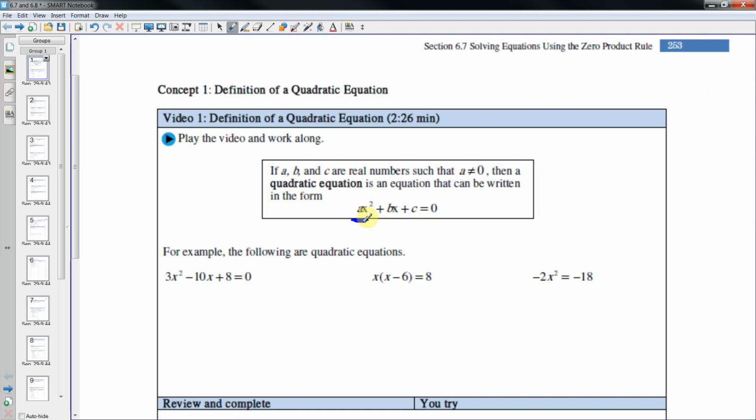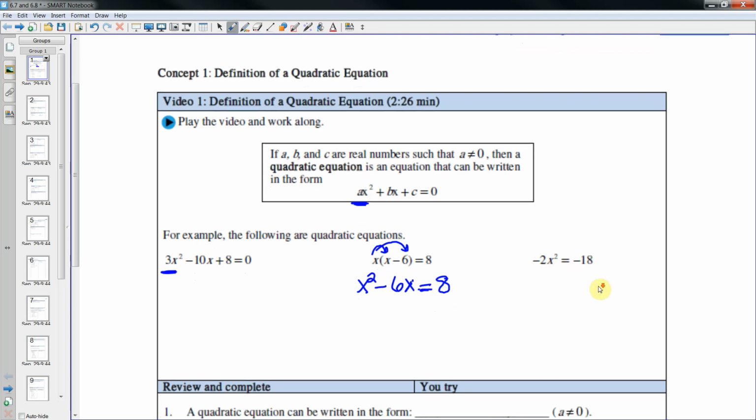So a, b, and c are the constant numbers, or the leading coefficient for the x squared and the x, and then the c is the constant number that goes with this quadratic equation. So we are going to be solving some of these, and so we need to know what quadratic equations look like. This one is a quadratic equation. Again, it has the x squared in it. This one is a quadratic equation because if I cleared the parentheses, I would have x squared minus 6x equals 8. That is a quadratic equation because it has an x squared. And then negative 2x squared equals negative 18.